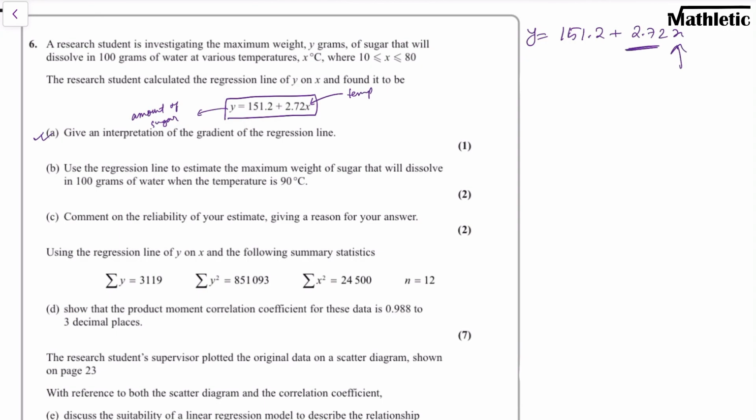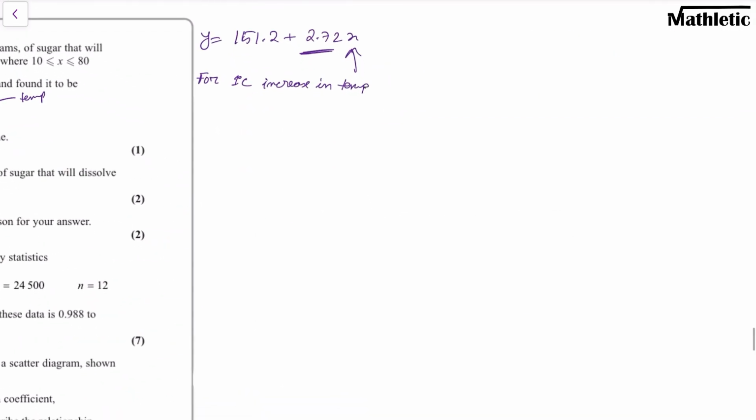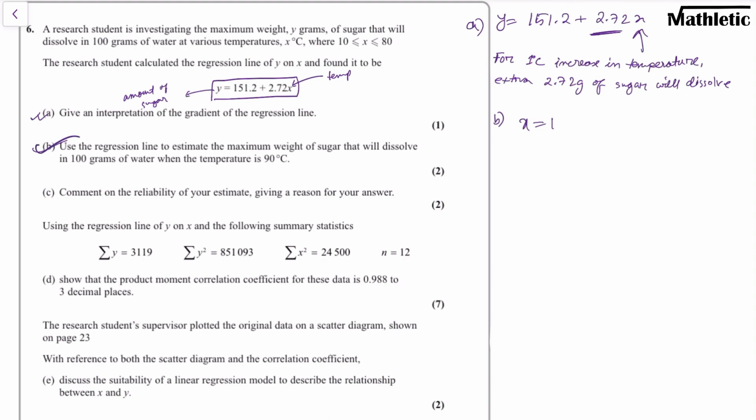So the answer for part A is: for 1 degree Celsius increase in temperature, an extra 2.72 gram of sugar will dissolve. For part B, we need to find the maximum amount of sugar, as in y, that will dissolve when the temperature is 90. It means x is 90. What is the value of y? So that's 396.